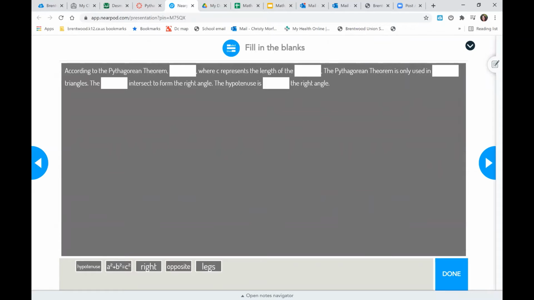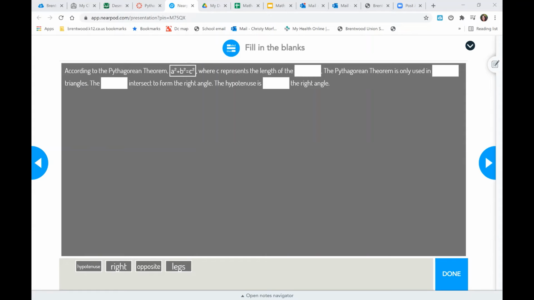So all you need to do is follow what I'm doing, grab the little rectangles that are at the bottom of the screen and drag them and drop them into the white rectangles up at the top. So I'm going to read the sentence and then I'm going to drag and drop. According to the Pythagorean theorem, so they want the Pythagorean theorem to be dropped into this box. So that means I see it right there. It's the second one. A squared plus b squared equals c squared. So you're going to drop that right into that box.